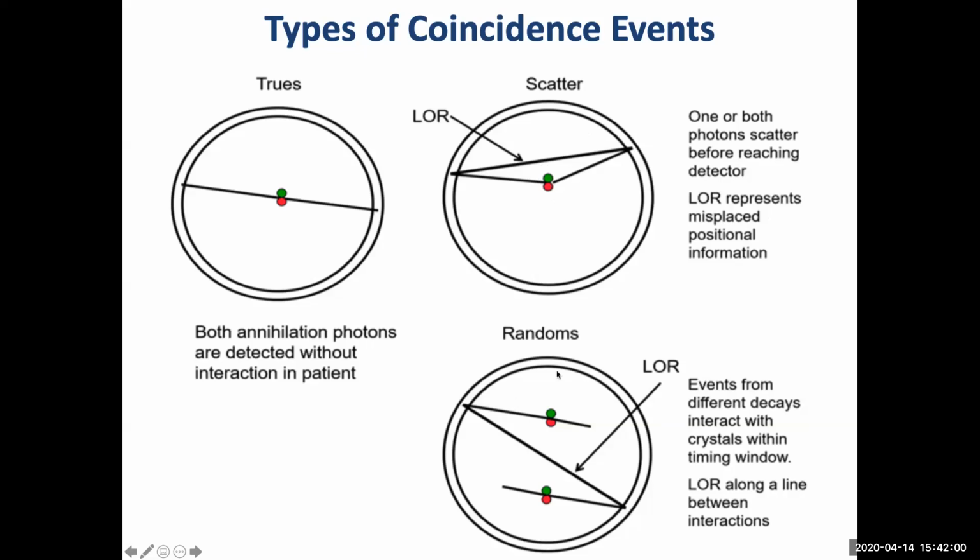The last one is a random coincidence. Events from different decays, here two events, interact with the crystals within the time window. So one photon is detected here and one photon is detected here within the coincidence time. So these two photons are detected simultaneously, but they came from different events and are registered as one event. So the line of response is drawn in this area, and this is also misplaced. The correct line of response should be one here, and here we get only one, and this is misplaced by the two events, a random coincidence, because two photons were detected within the timing window, or simultaneously.